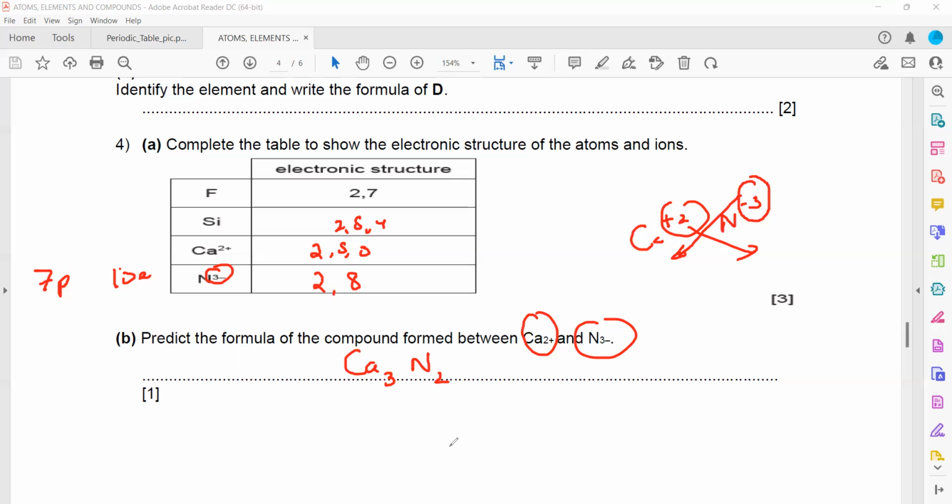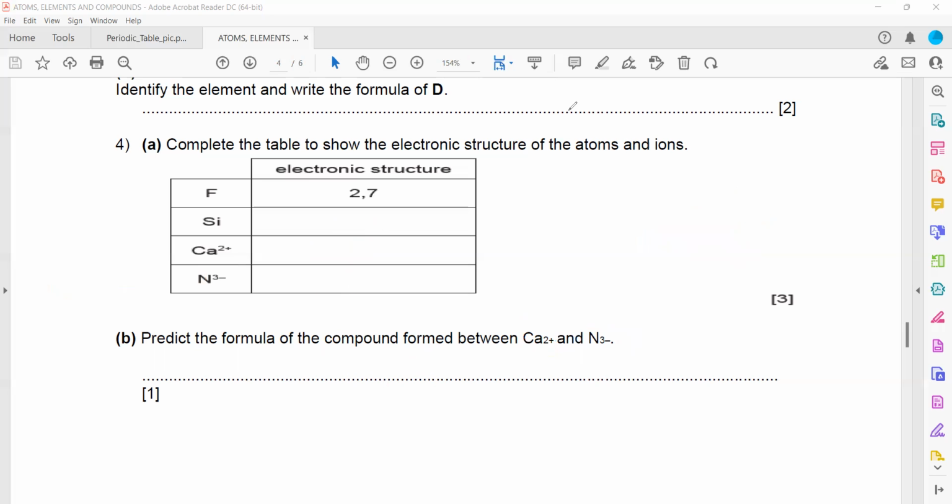Why is the proton number of calcium not 22? Because the proton number does not change. When an atom turns into an ion, there are only two possibilities: either it will lose electrons or it will gain electrons. An atom never gains protons. Otherwise, the structure of the nucleus will change, and then it will be nuclear physics rather than chemistry. So in chemistry, when an atom changes to an ion, either it will lose electrons or gain electrons.